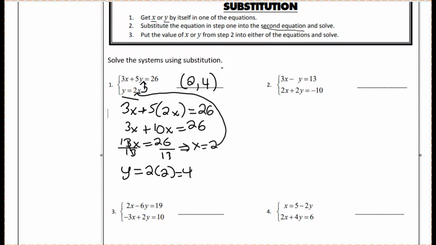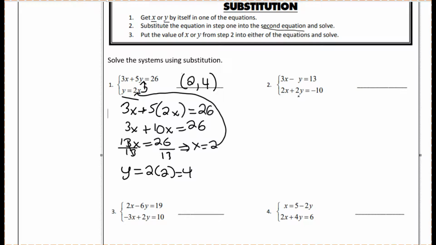And you can verify that this is a solution to the system. 2 times 2 is 4 for the bottom equation. If you plug it into the top, you get 6 plus 20, which is 26. So this checks out.